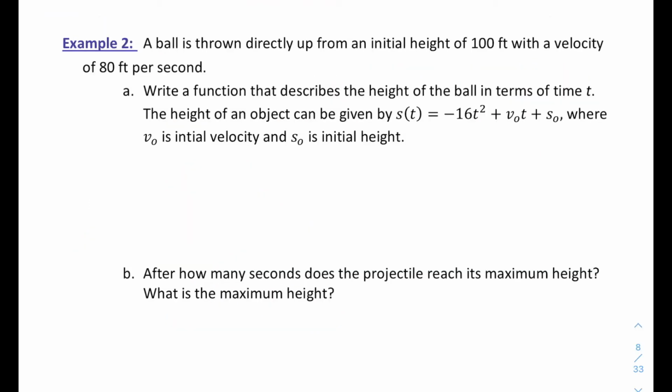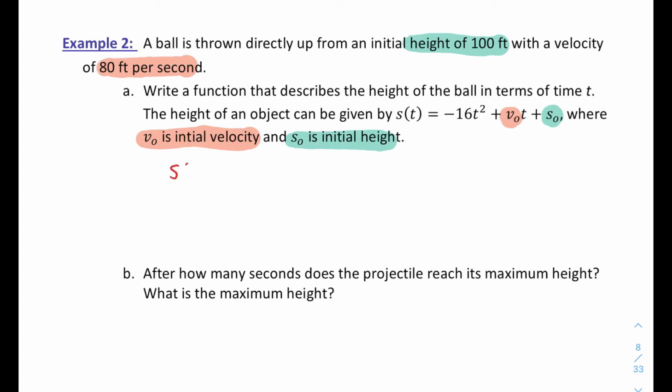Let's think about a little situation involving a projectile. You've got this ball thrown up from 100 feet in the air, must be standing on top of a tall building and tossing it, math problems, and it's got an initial velocity of 80 feet per second. We are given a function that gives us the height of any projectile, and to make it specific to our situation, we have to plug in our initial velocity, v sub 0, and our initial height. So I'll be replacing v sub 0 with 80 and s sub 0 with 100.